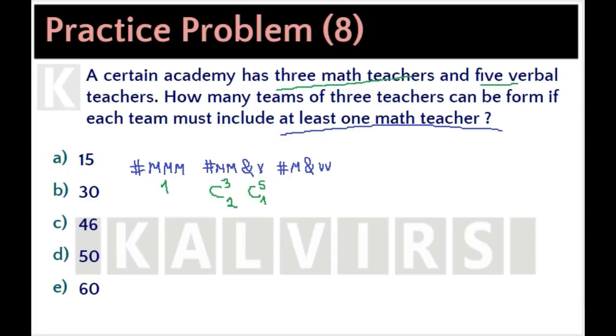And according to the product rule, we must multiply both quantities in order to find how many groups can be formed. Same way for the third case. Out of 3 math teachers, we're choosing just one of them, and out of 5 verbal teachers, we're choosing 2 of them. And finally, sum up all possible groups. So first we need to calculate this one and this one and this one and this one.